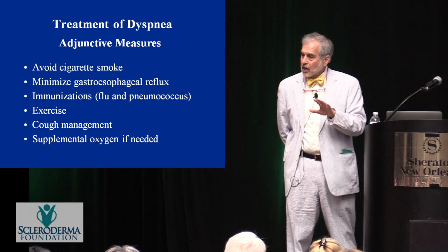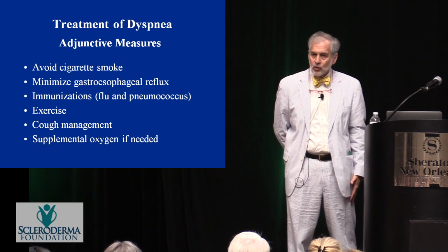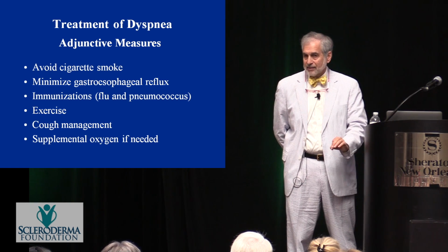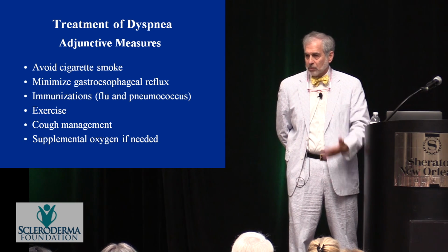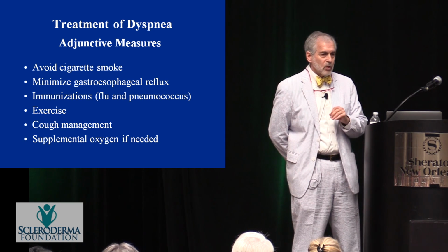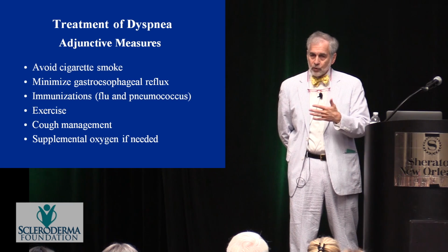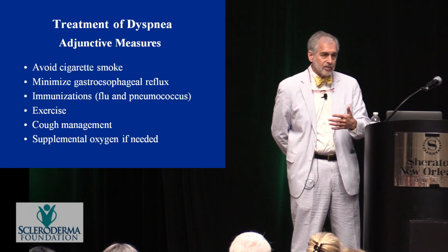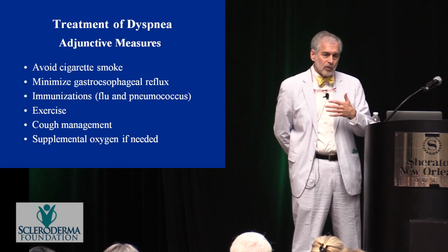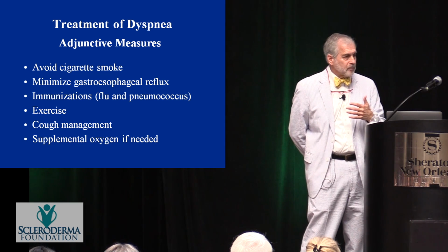You want to exercise because the more efficient your muscles are at using the oxygen that they get, the less work your heart has to do to get blood there. So sometimes you'll need a prescription from your pulmonologist or your rheumatologist for pulmonary rehab, where it's more supervised. But exercise, whether it's a recumbent bike or walking or swimming, is very important.